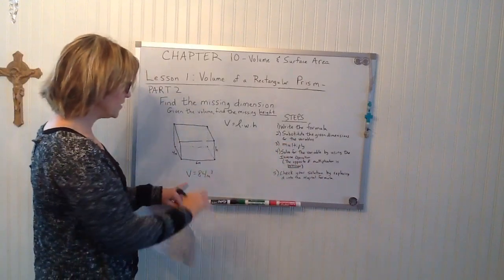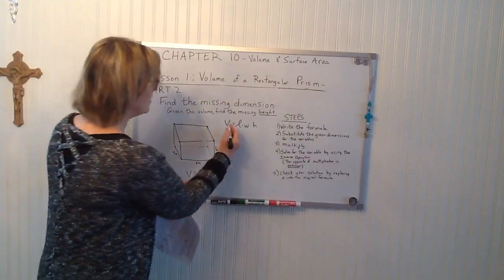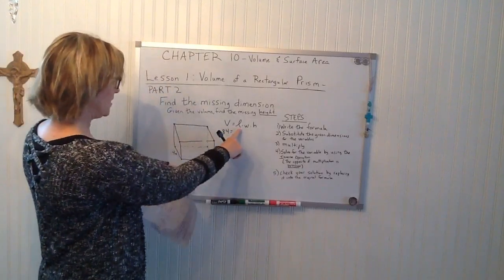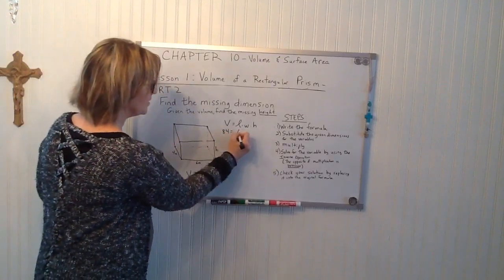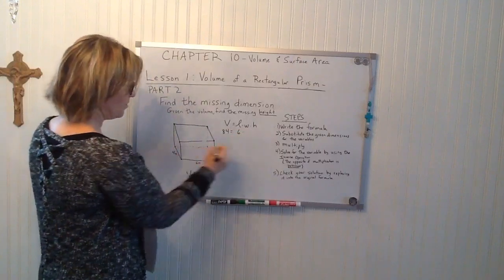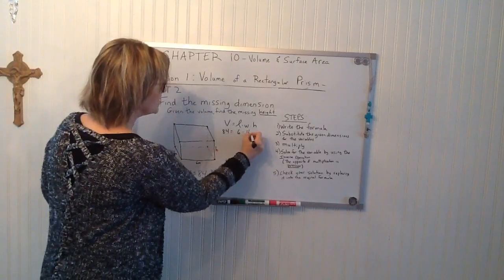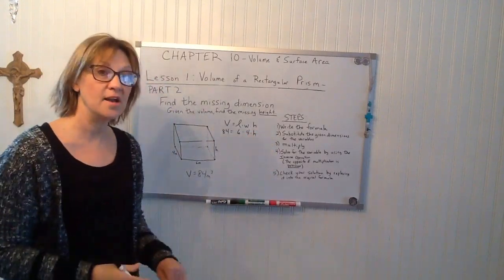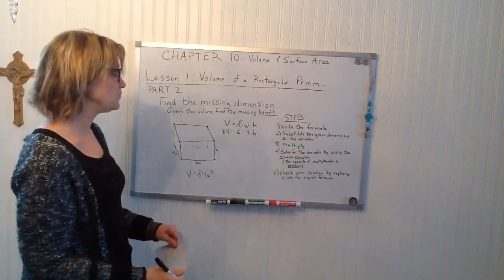So now I'm going to substitute the given dimensions. The given dimensions are the volume they gave me, which is 84. They gave me the length here, which is 6. They gave me the width, which is 4. And the missing dimension is h. That's my unknown. That's what I have to find out.